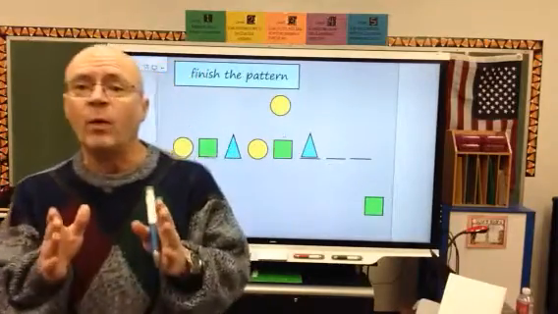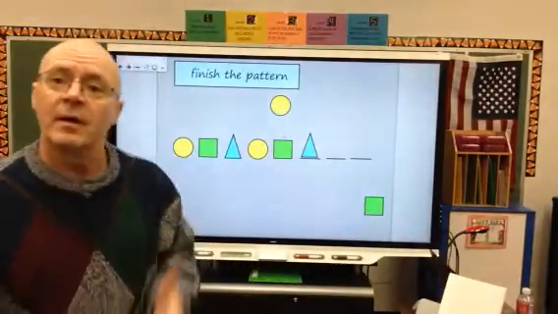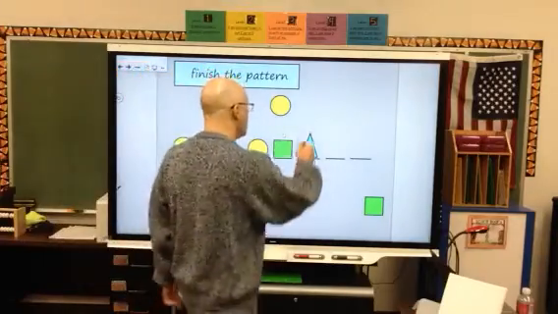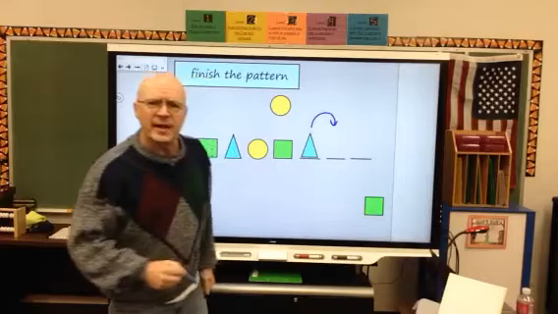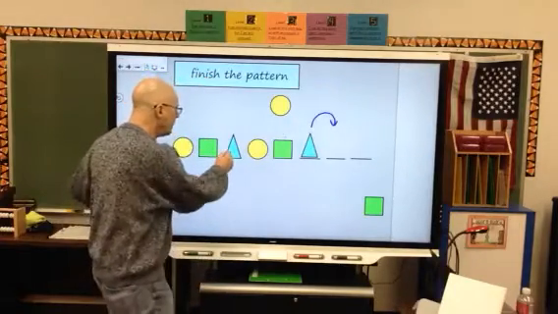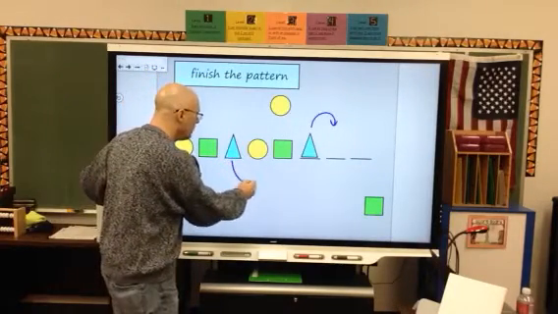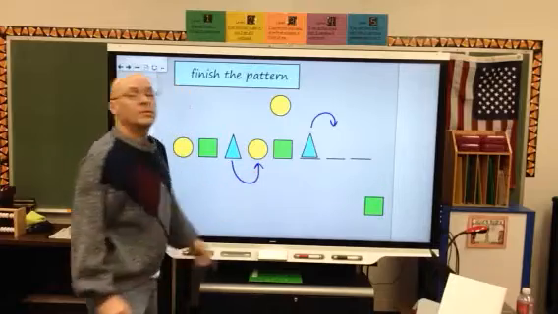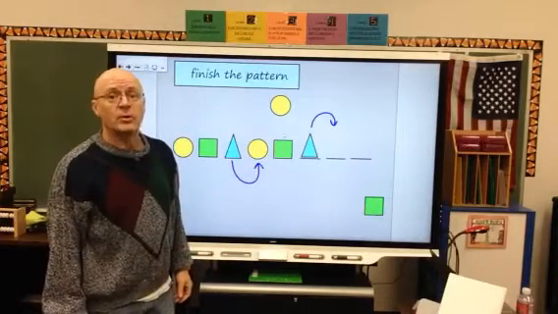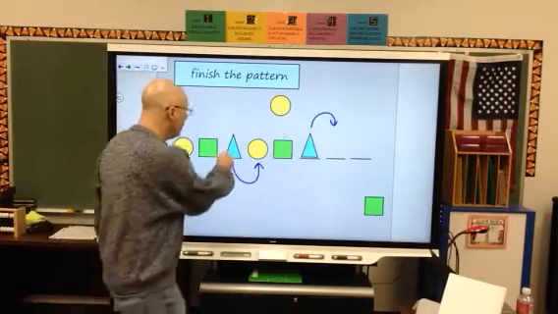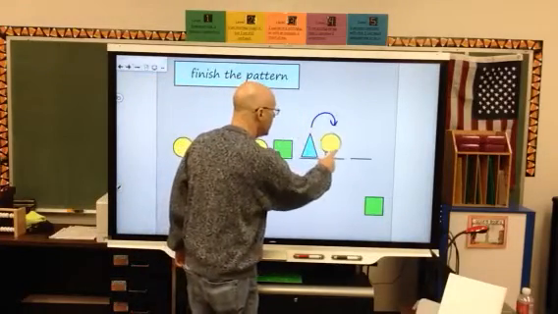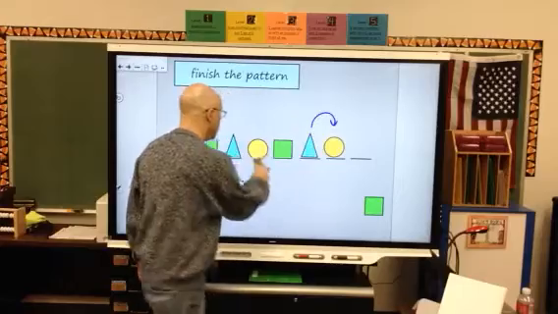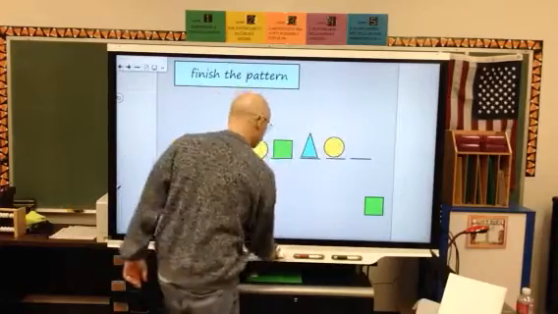Now I need to figure out what comes right after blue triangle. Here's blue triangle. What comes right after? I don't know. Let's go find another one and see. Here's one. Blue triangle, yellow circle. Yellow circle comes next, doesn't it? So blue triangle, yellow circle, blue triangle, yellow circle. Looking good.